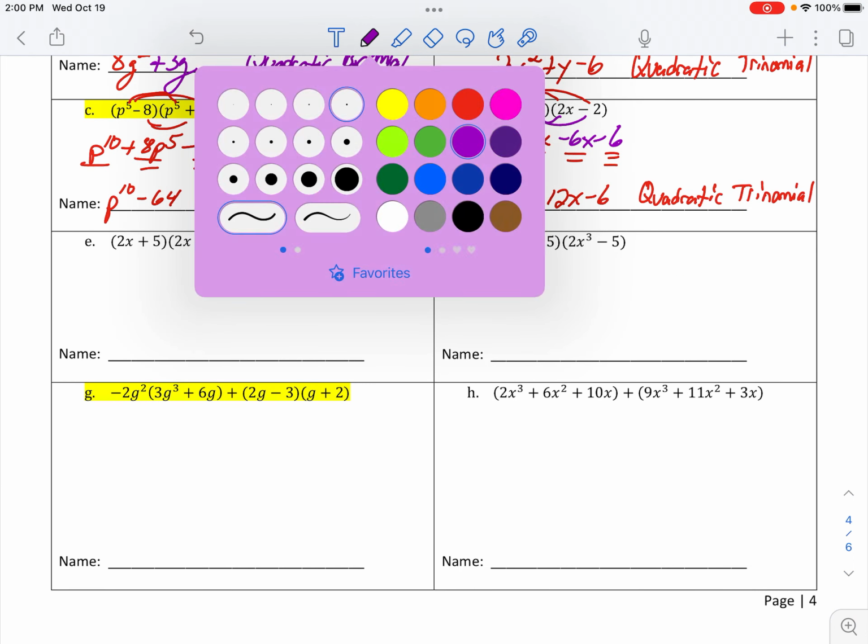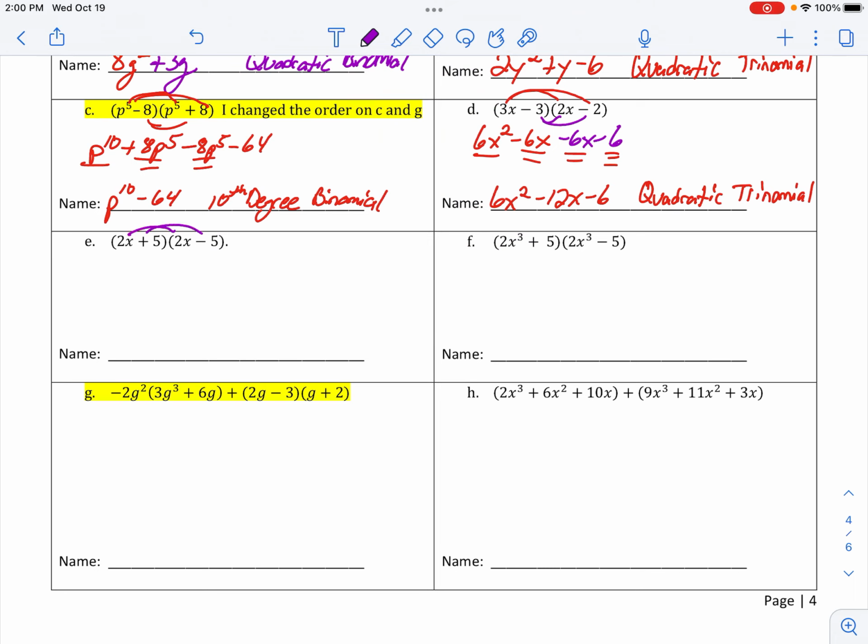Okay, letter E. Let's go ahead and distribute. 2x times 2x. 2x times negative 5. Distribute the 5. 10x minus 25. Combine like terms. 4x squared. Here on the linear terms, the negative 10x and the 10x cancel out again because they are opposite coefficients. And then the constant. And we call this a quadratic. And two terms is binomial.